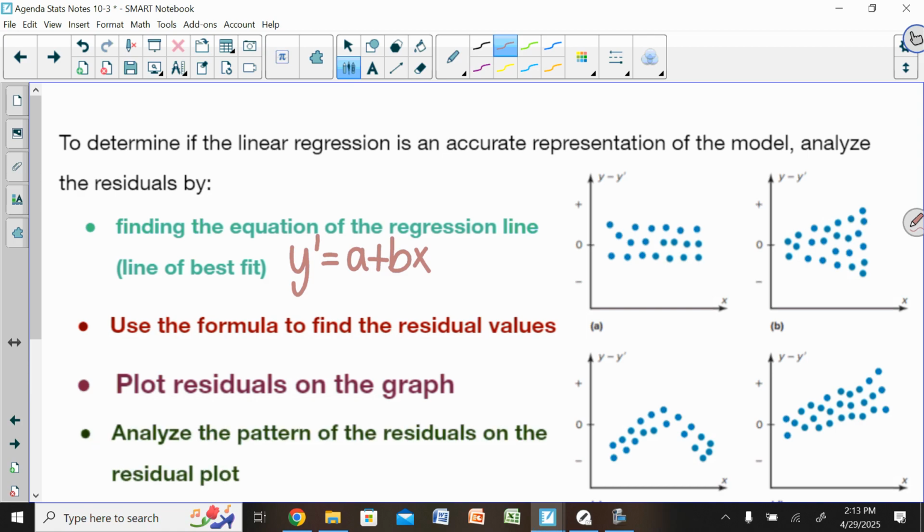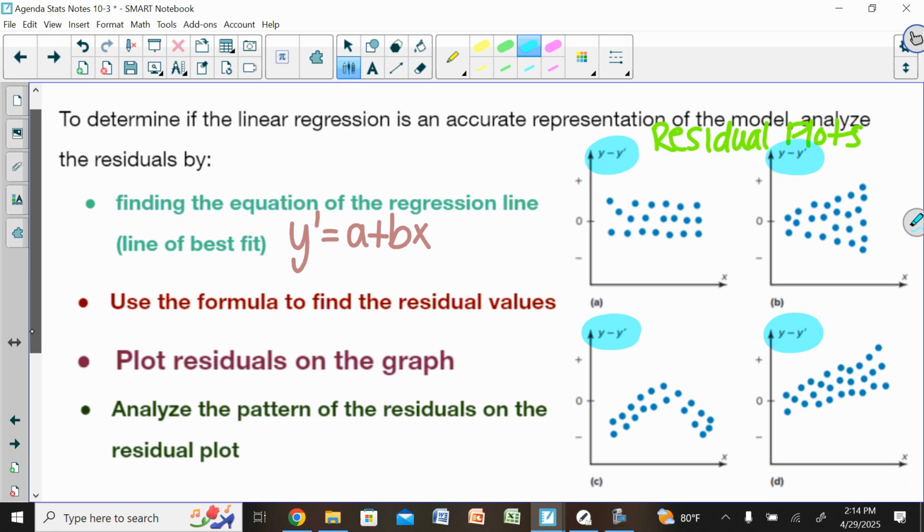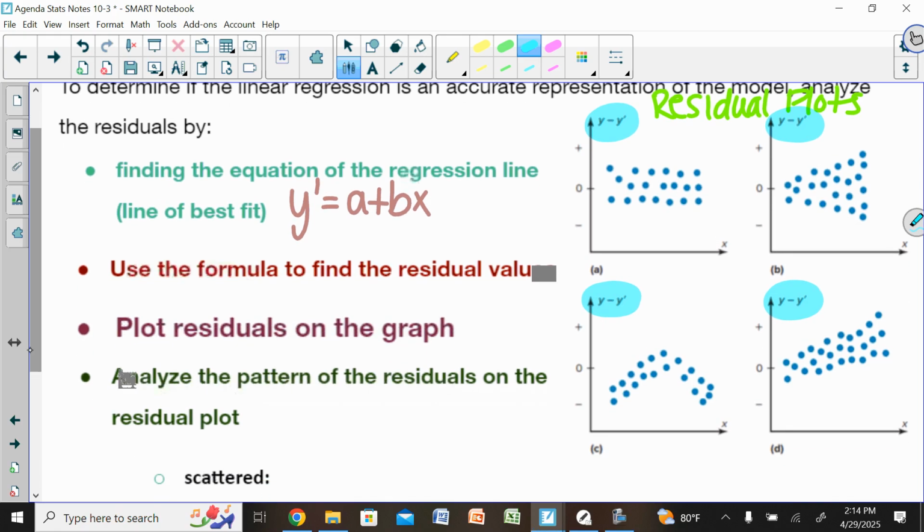And then we're going to analyze the pattern of those residuals. So over here, these are residual plots, 4 of them. Notice I even have in this upper corner, they are all labeled with y minus y prime, right, which is the residual plot. So when we analyze the pattern of the residual plot, we are looking for what it looks like.